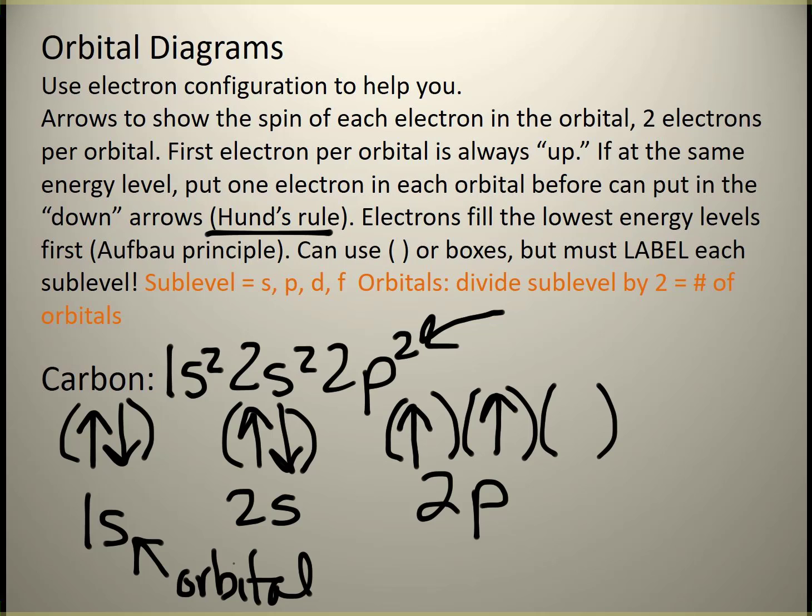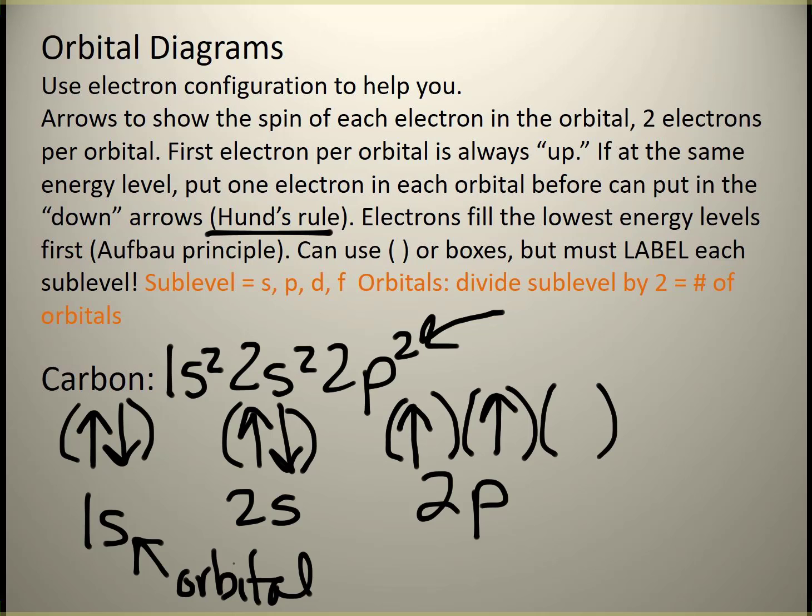This is called Hund's rule, or the bus rule. When you get on a bus, you don't want to share a seat with anyone unless you have to. And you only share a seat if all the seats are taken. So I just put 1 electron in the first orbital and 1 electron in the second orbital.